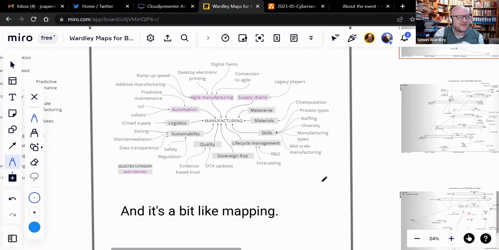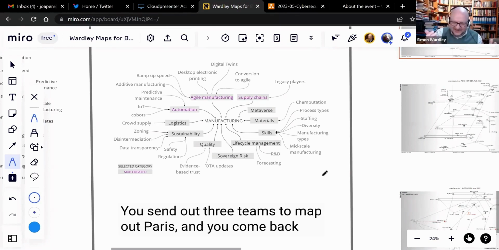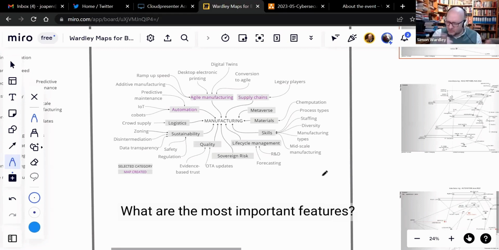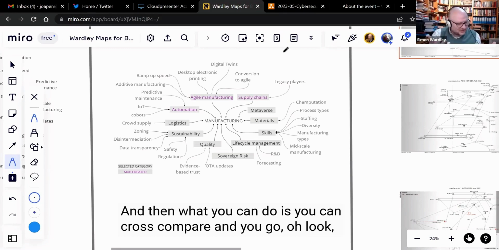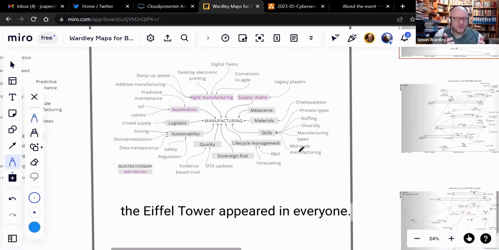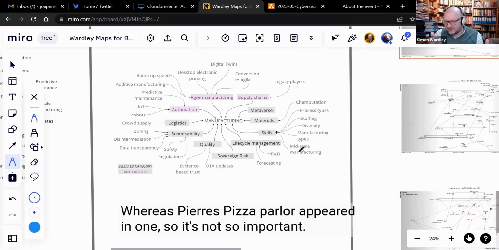And it's a bit like mapping Paris. What matters in Paris? You send out 3 teams to map out Paris, and you come back and you ask them to say what are the most important features, and they'll mark on their maps what they think is important. And then you can cross compare, and you go, oh, look, the Eiffel Tower appeared in every one, and it was really important. So that must be an important area to focus on. Whereas Pierre's Pizza Parlor appeared in one, so it's not so important.